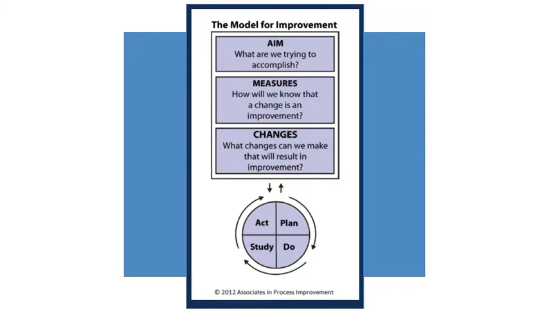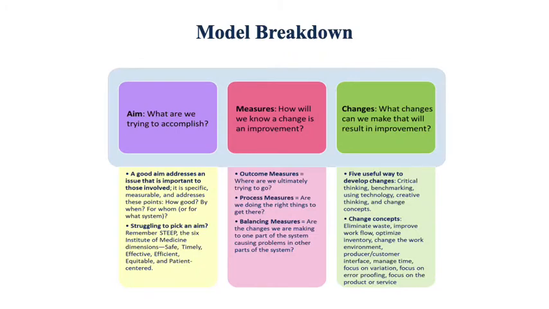Here is a diagram for the model of improvement and how we can go about establishing change and working to improve these fields of healthcare. We will go into more detail of this model in the next few slides. First, we need the aim that we want to address. It is crucial for a good aim to be specific, measurable, and address questions such as, how good is good enough, and why is this project so important?